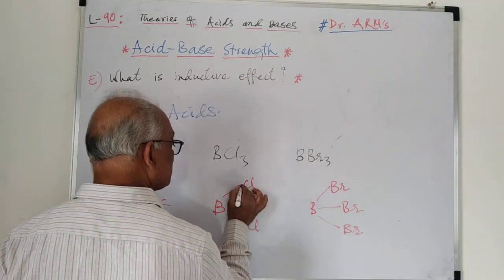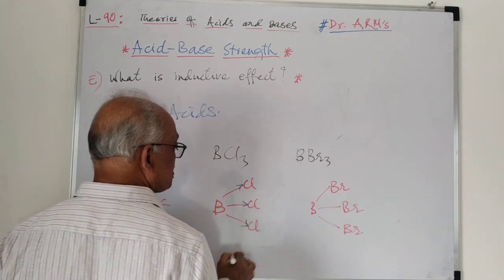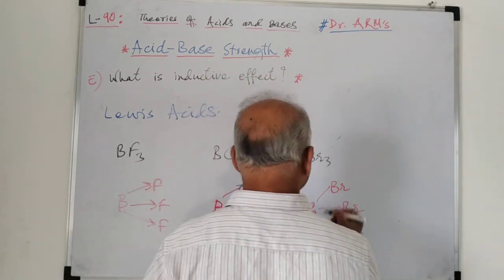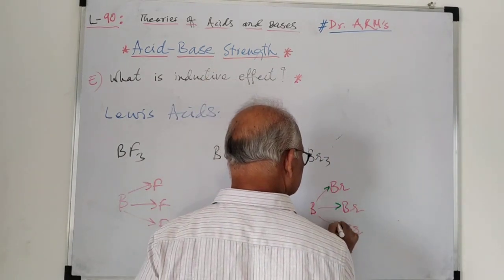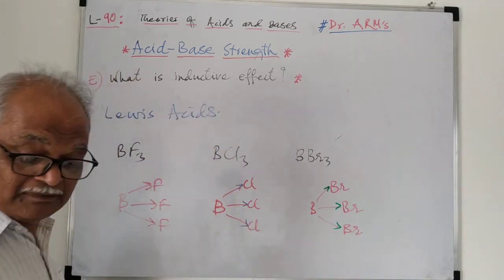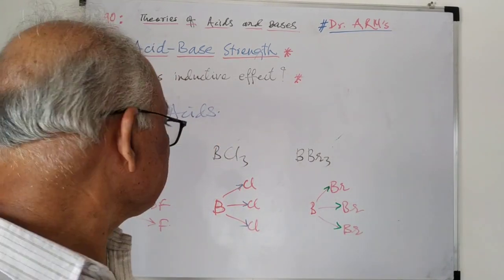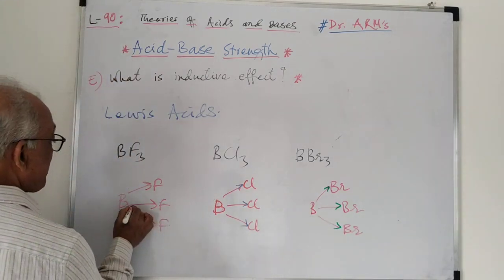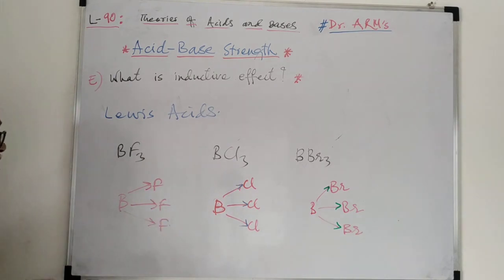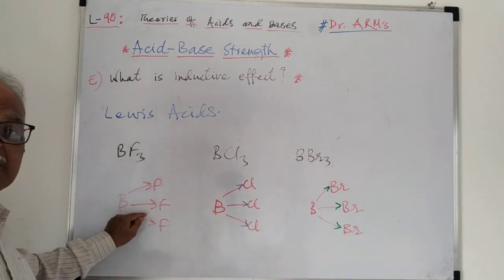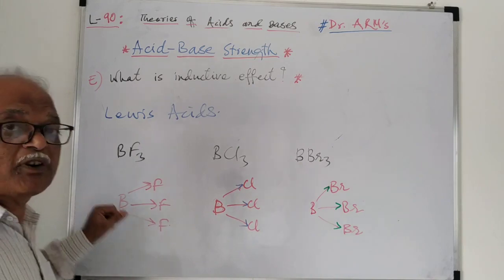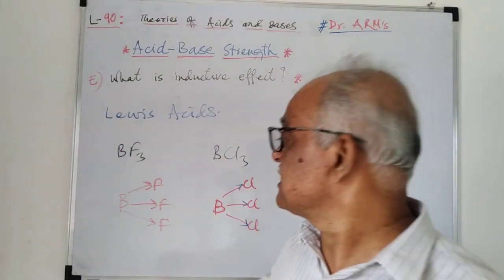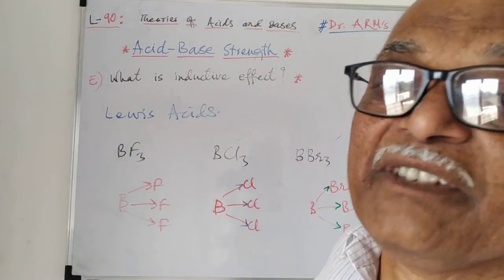Then if we see the electron donating effect, you will find that this is again changeable. So we are expecting that BF3 shows an electron withdrawing effect, so boron results in an electron deficient species, and we are expecting that it should be a strong Lewis acid.